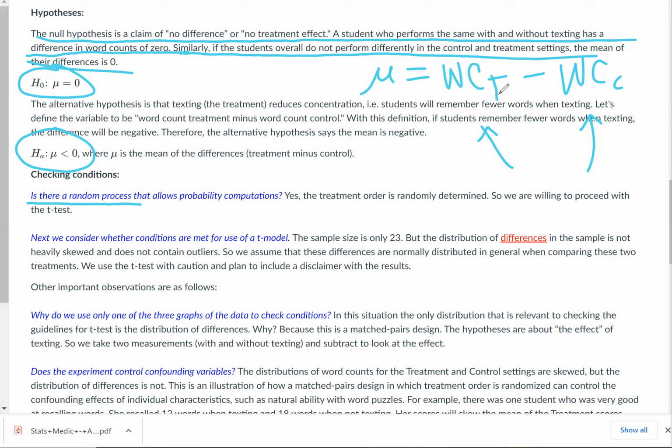First, is there a random process that allows probability computations? Yes, the treatment order is randomly determined. They said a coin flip tells us who's going to get what treatment. So we are willing to proceed with the t-test. Next, we consider whether conditions are met for use of a t-model.